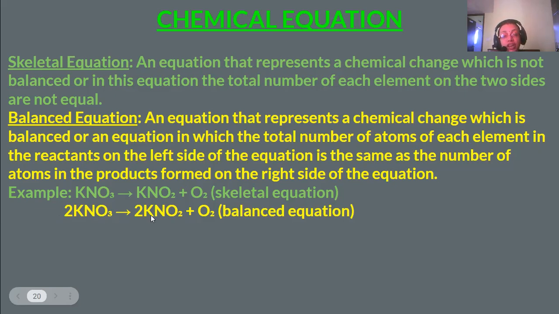Now we check the product side. On the product side, we see potassium, that is 2K, then 2N, and O here becomes 4, 2 into 2, plus O2, that is 2, then 6. So oxygen on the reactant side is 6, and on the product side it is also 6. So the equation becomes balanced. Okay.